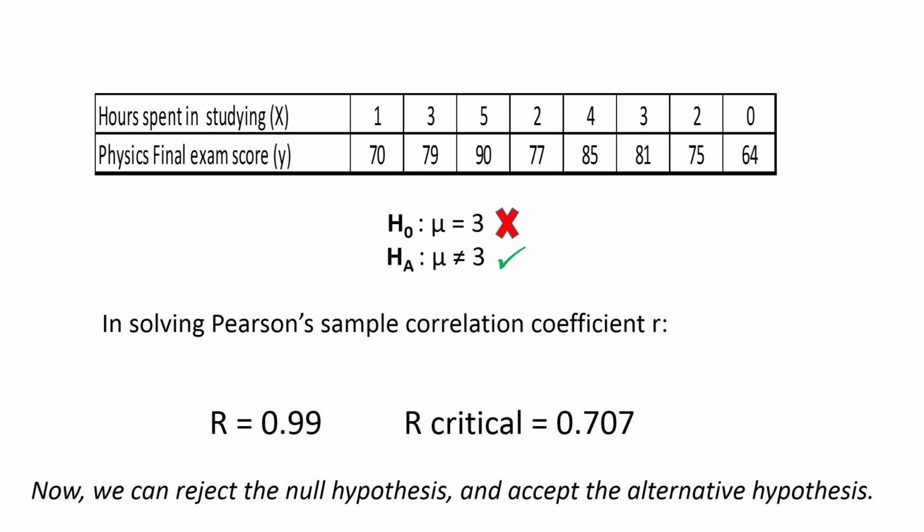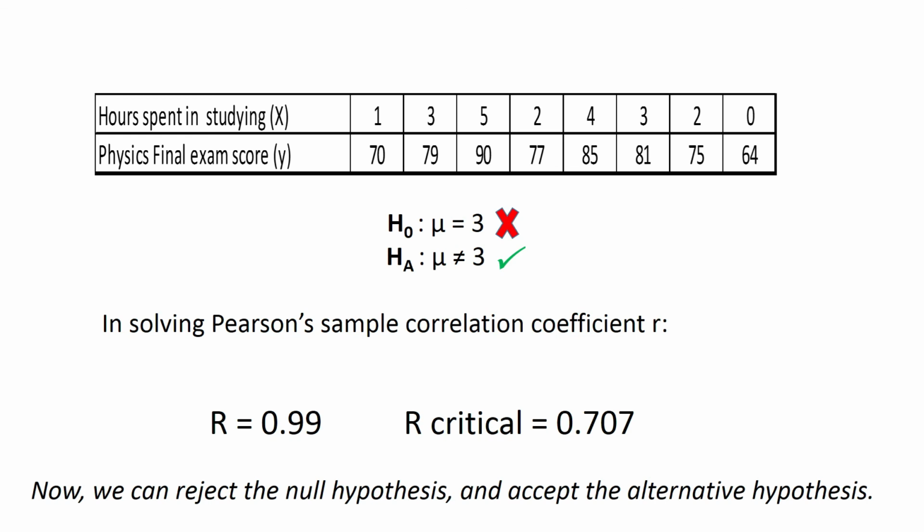So yan po yung ating conclusion. So to make it clear, because that is our conclusion, that there is indeed a significant relationship between the two variables, namely the hours spent in studying and the physics final exams. Pero kung nangyari baliktad, na nangyaring mas malaki po yung critical value, we can conclude that there is no significant relationship between these two variables, the hours spent in studying and the physics final exam score. Alright, so that is all about critical value.